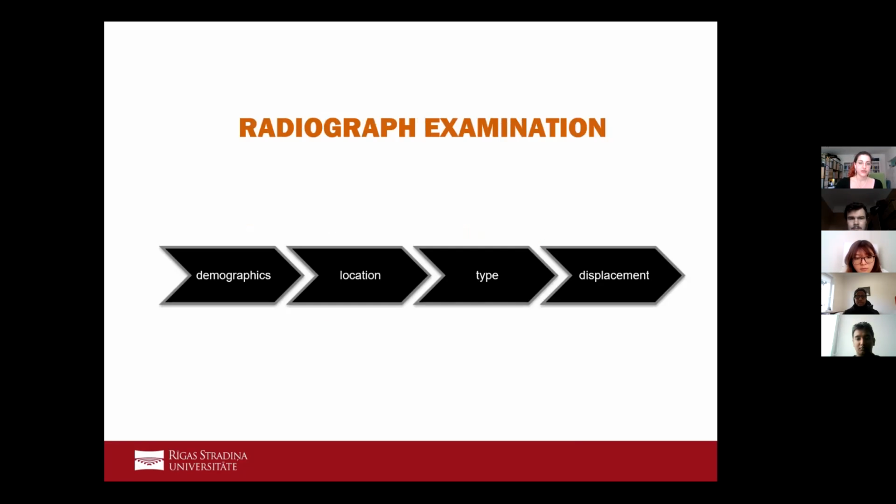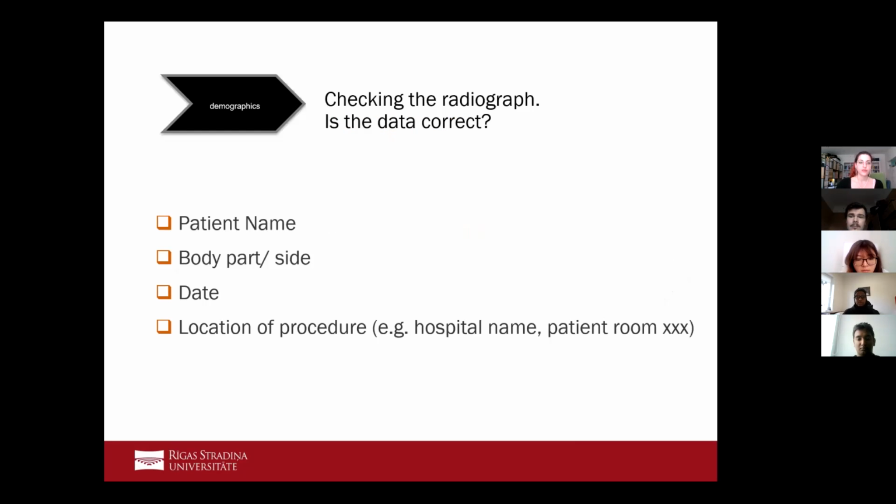And for the radiograph examination, there are 4 steps. We're first going to look at demographics, then the location of the fracture, the type of the fracture, and lastly, the displacement. So first, the demographics. That basically means we'll be checking the radiograph. Is the data correct? Is that the correct patient? So correct patient name. Is it the correct body part? For example, if a patient were to break his right leg, but then we suddenly have an X-ray of the left leg, that would not be very useful.